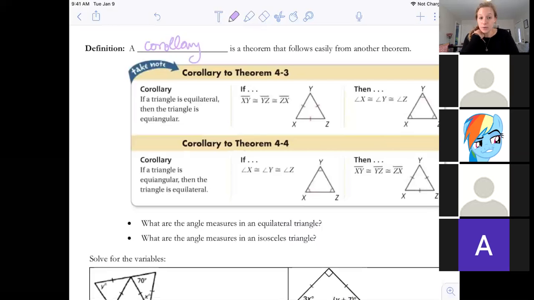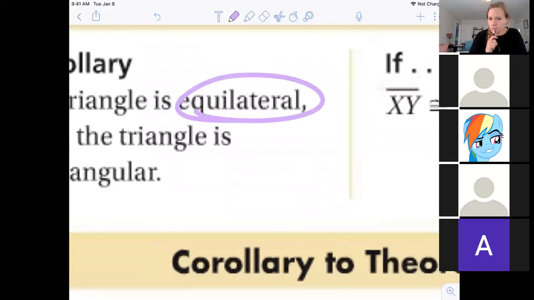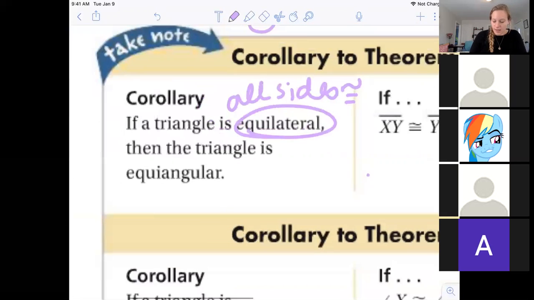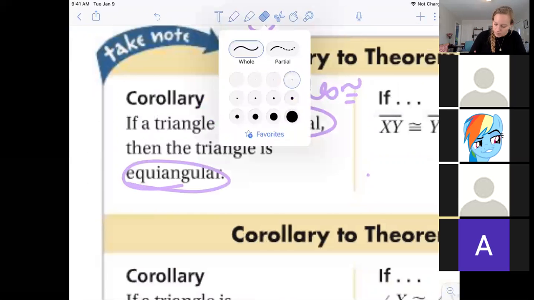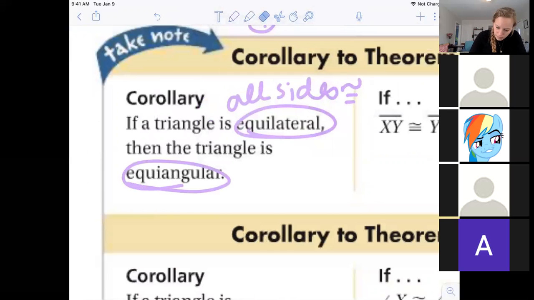This corollary we're talking about today comes from the isosceles triangle theorem, and the first one says, if a triangle is equilateral, then the triangle is equiangular. Okay, stop. What does equilateral mean? All three sides are equal. Good. I'm just going to say generally all sides congruent. That being said, what is equiangular? All angles congruent. Thanks, Ava, for that. All angles are congruent.